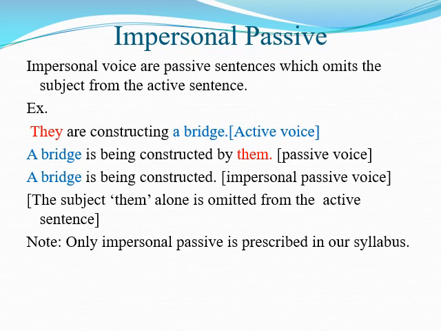For example, they are constructing a bridge. The sentence is in the active form. When changing into passive, the bridge is being constructed by them. So, to change the sentence into impersonal passive, we have to omit the subject they from the active voice. So, a bridge is being constructed.